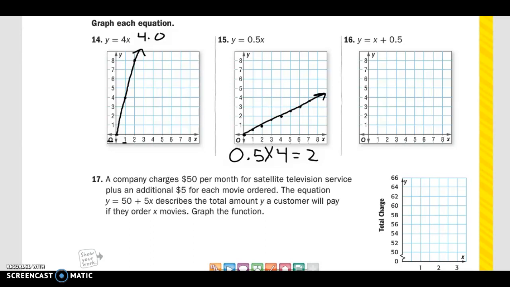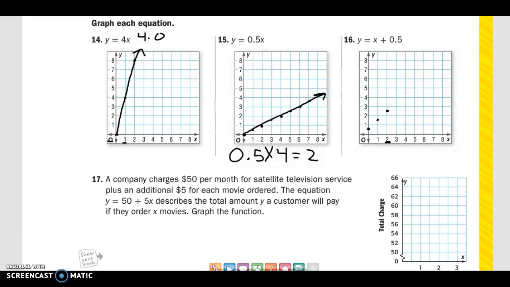Our next equation, we're adding. So we're going to start with 0 plus 0.5 is 0.5. And then we have 1 plus 0.5, which is 1.5. And then the 1 is going to be replaced with a 2 because the 2 is the next number at the bottom. So 2 plus 0.5 equals 2.5. So we go to 2.5.